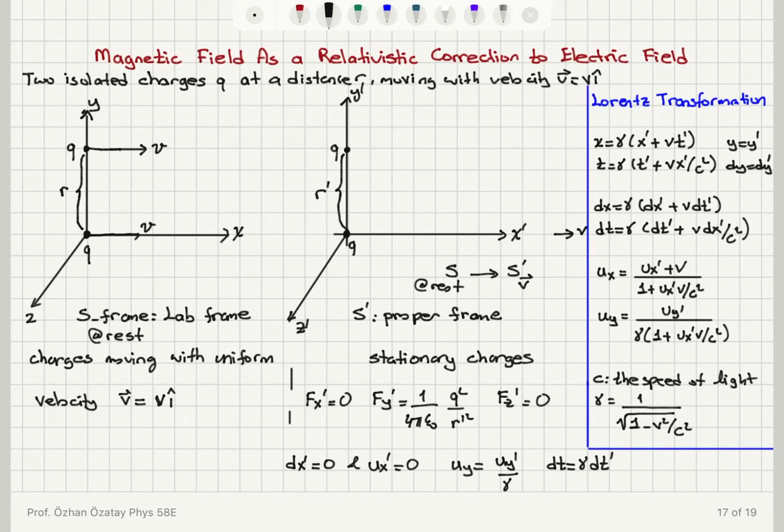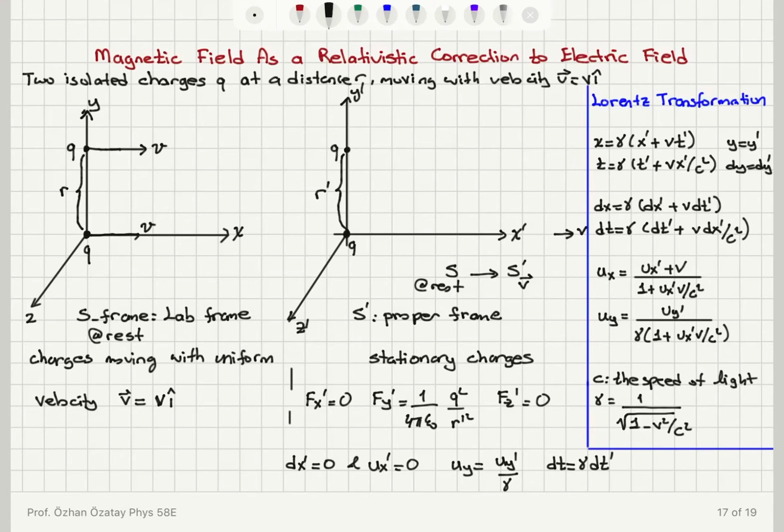So because these charges are not moving in the x prime reference frame, in the x prime direction, dx prime is 0 and ux prime is 0. So the transformation is quite simple. The velocity on the y-axis, uy, is uy prime over gamma. Time dilation tells me the proper time dt prime measured in the proper reference frame is dilated in the lab reference frame, gamma times dt prime.